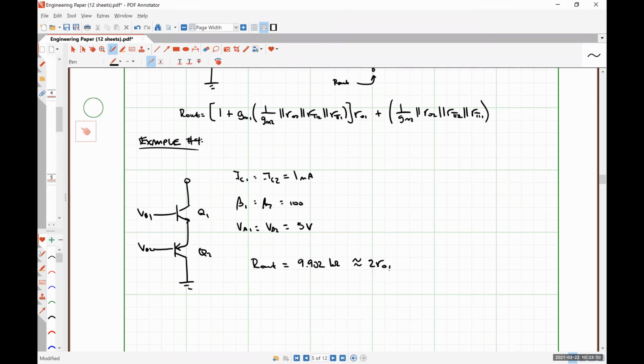Folded cascode structures are used when you have very, very low supply voltages because they take up extremely small amounts of headroom, but they don't give you nearly the gain that you would see from this configuration. All right, so that is the Cascoded BJT stage.